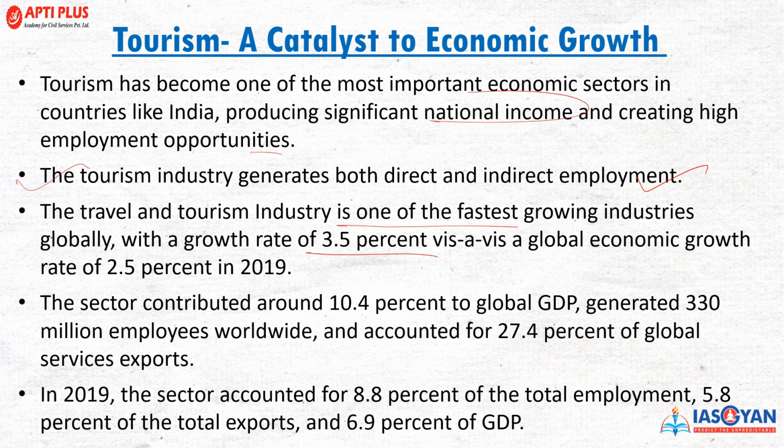The growth rate is around 3.5% vis-a-vis the global economic growth, which is 2.5% for 2019. Now, this sector basically contributes 10.4% to the global GDP, generates 330 million employment worldwide, and accounts for 27.4% of the global service export. So this is global data. It's not specific to India. So global level पे जो data है that you can also use in the mains paper as well as in the essay paper. In 2019, the sector accounted for 8.8% of the total employment, 5.8% of the total export and 6.9% of the GDP. So some factual data you have to note. If you're writing in the mains paper, it is well and good.